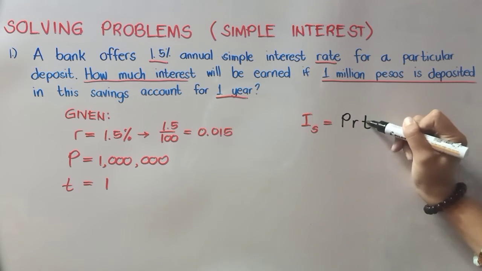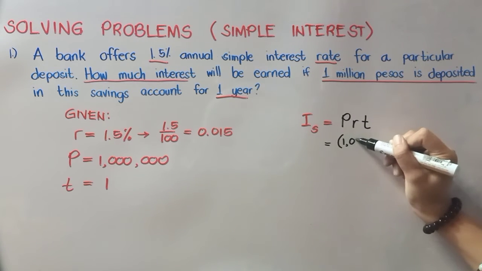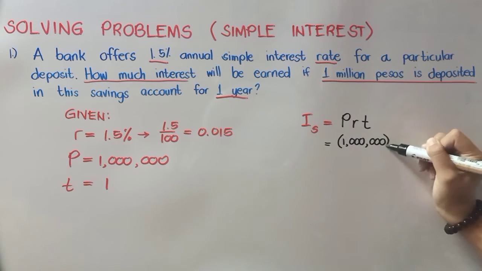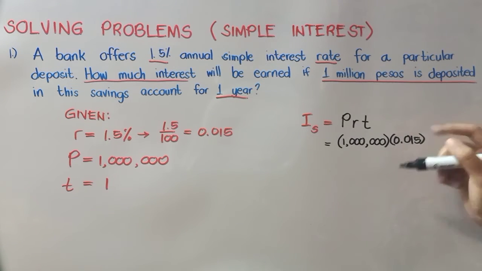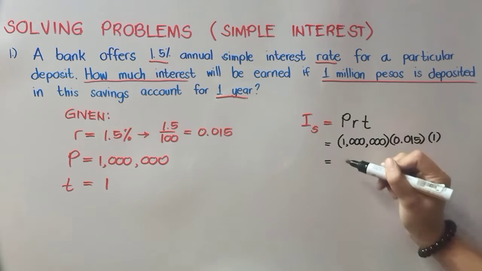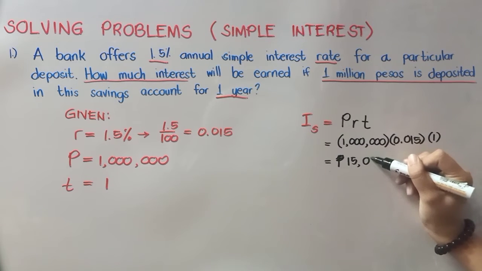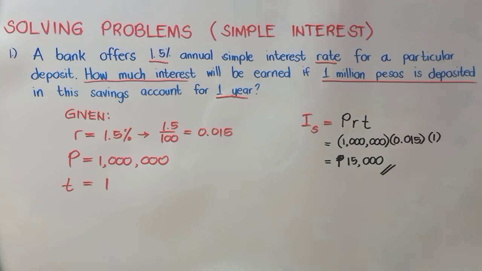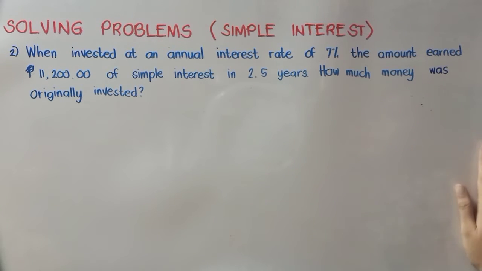Remember that our formula for this is P times R times time. We'll simply have to substitute all of the values here. 1 million times 0.015 times 1. This will give us a product of 15,000 pesos. Now this is our final answer. As simple as that.